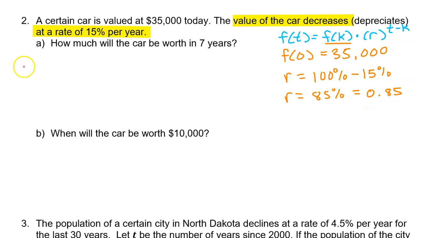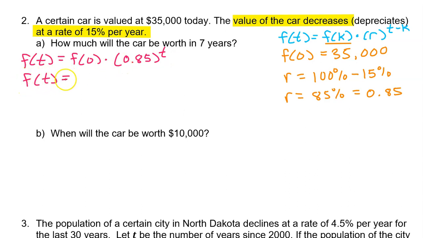Now we can write an equation for the value of the car. F at t will equal f at k, and we will use f at 0, times r, which is 0.85, to the t minus k power. That's t minus 0 power, but obviously we don't need the minus 0.